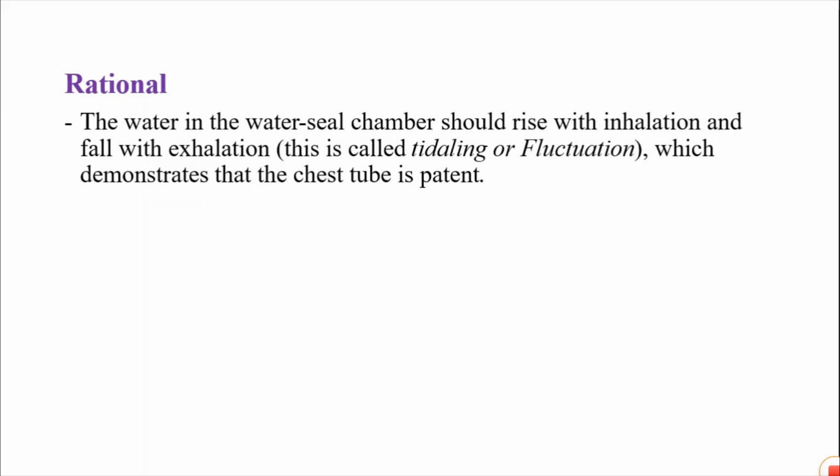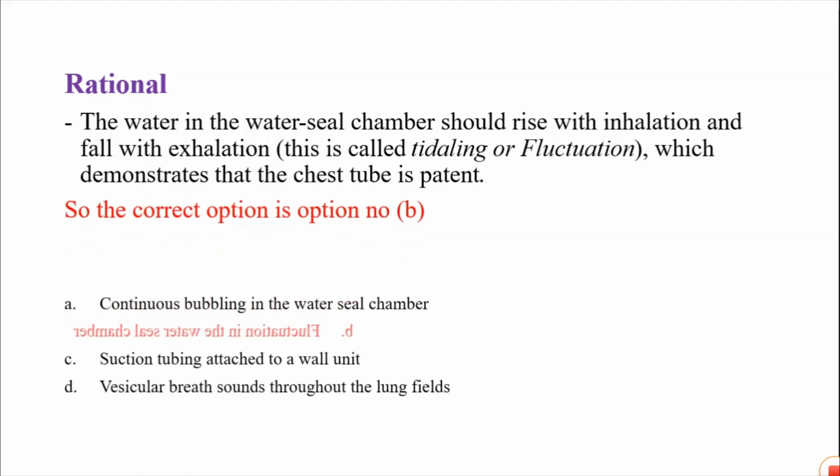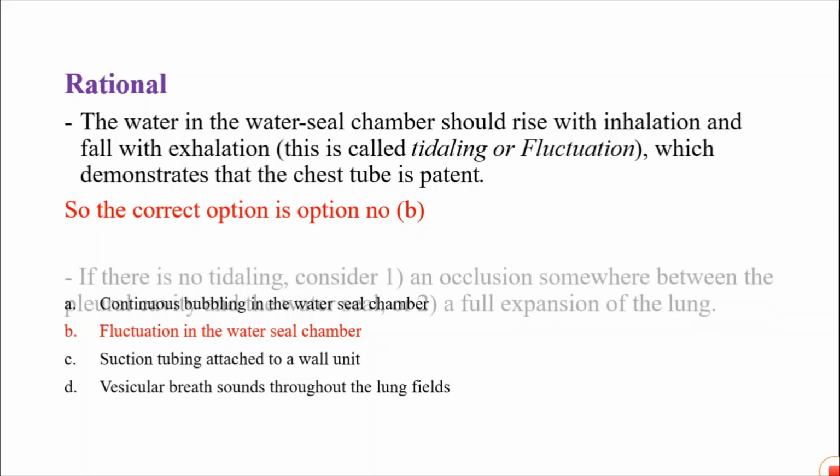The water in the water seal chamber should rise with inhalation and fall with exhalation. This is called tidaling or fluctuation, which demonstrates that the chest tube is working or functioning effectively. So the correct option is option number B, which is fluctuation in the water seal chamber.